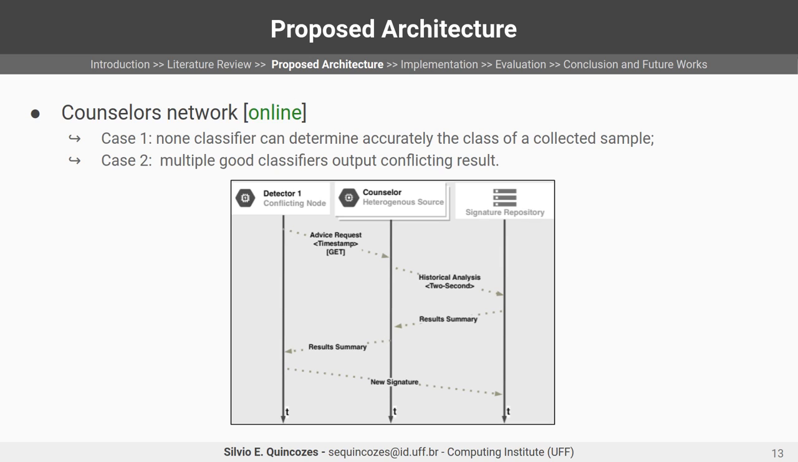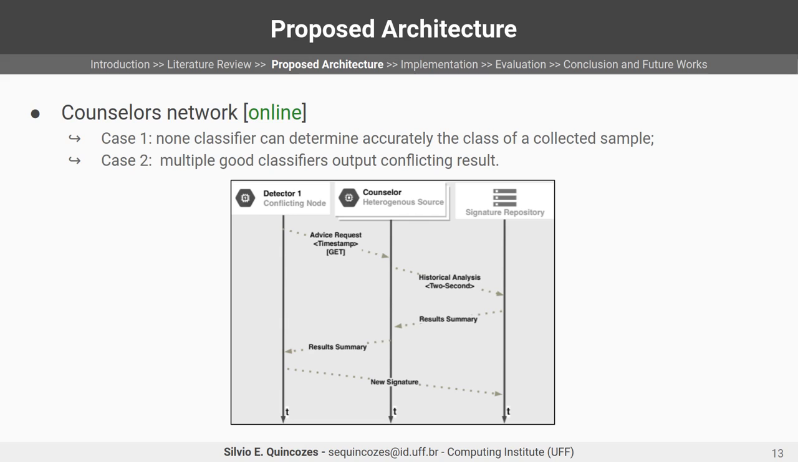Our counselors network considers that we have multiple kinds of detector nodes, and inside each detector node we can have multiple classifiers, and each detector node can analyze a different kind of data source.